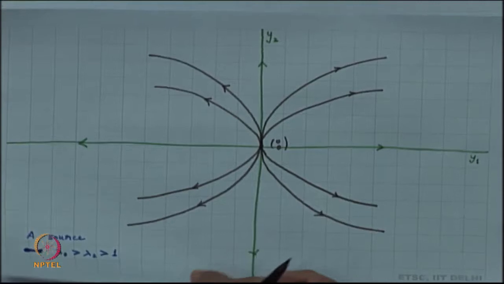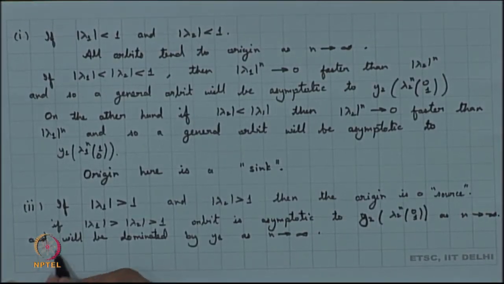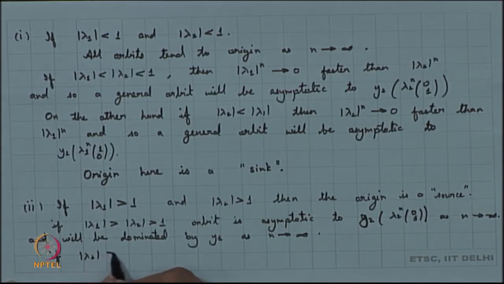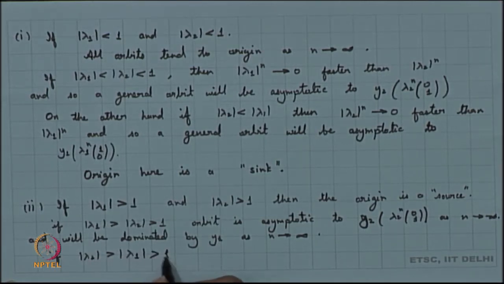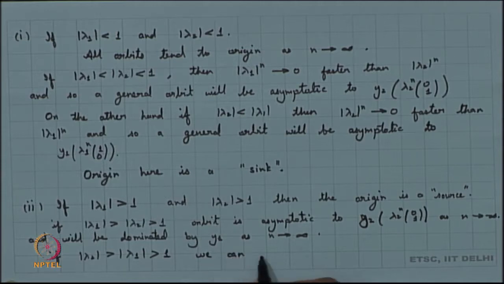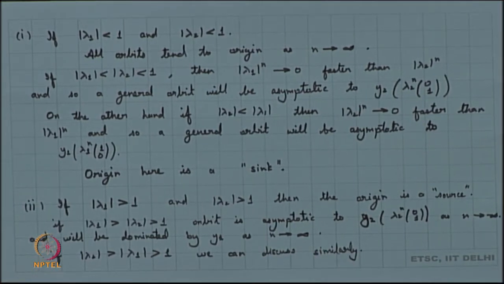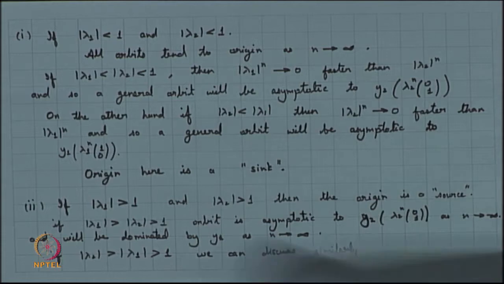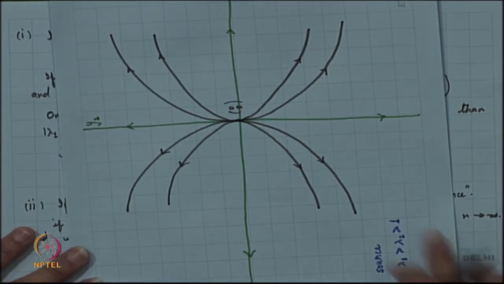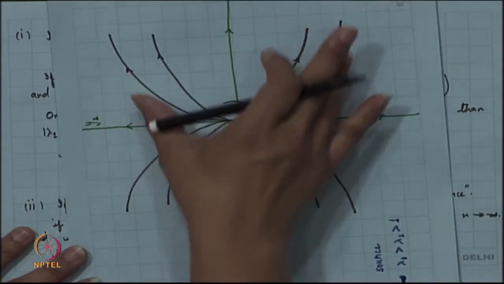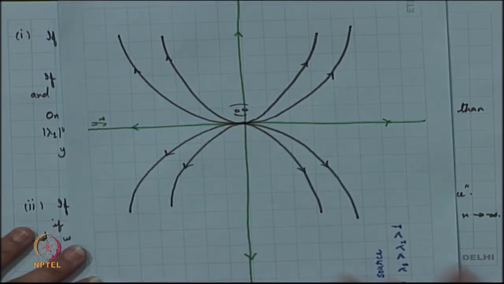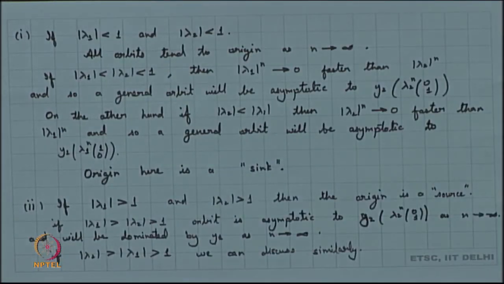What happens now if mod of lambda 2 is greater than mod of lambda 1 is greater than 1? We can discuss similarly. So, what happens in that particular case? Again we can have a similar concept here, but here I would have something like this. This is my y1, this is my y2, and everything is coming up in this particular direction. So, it is just the same idea here.